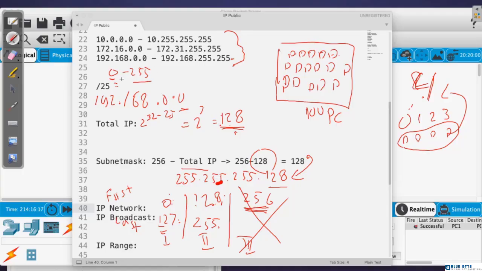Okay, let's go back here. So now for prefix /25, we have 2 block subnets or 2 rooms. In the first room, the network is 0 and the broadcast is 127. And in the second room, the network is 128 and the broadcast is 255. We can choose any block subnet to use, but in this case, I will use the first block subnet.